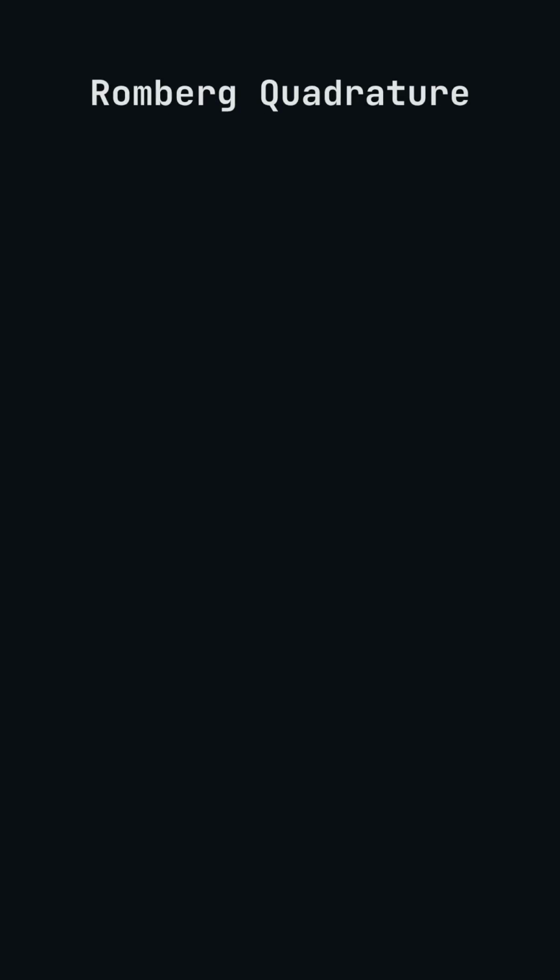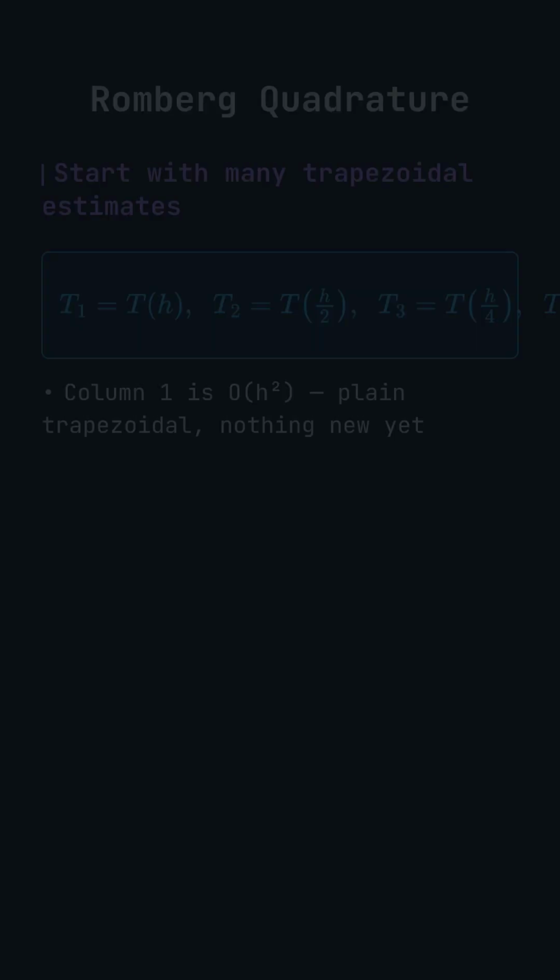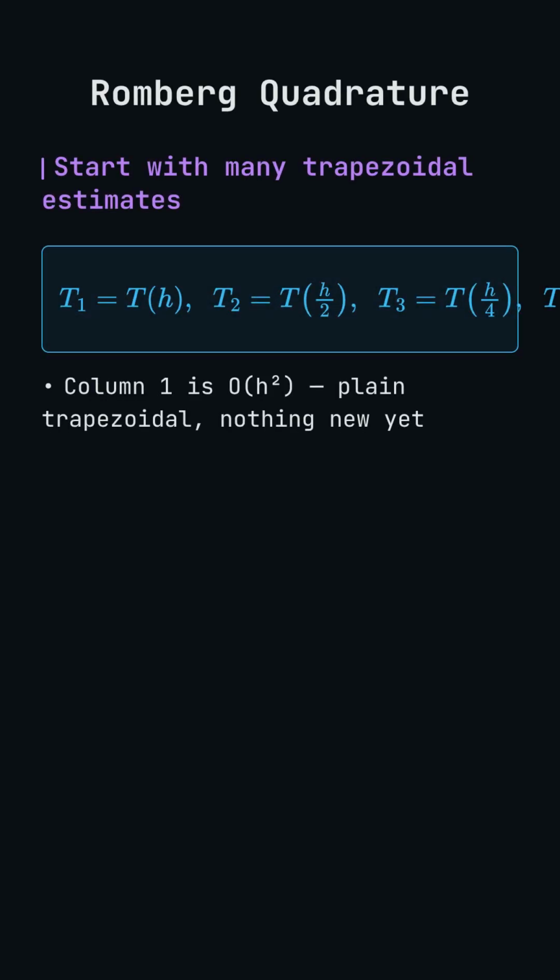Romberg quadrature takes the Richardson extrapolation trick and runs it again and again, building a triangular table where every new column is dramatically more accurate than the last, all from nothing but repeated trapezoidal estimates. Same combination step as before, applied over and over. That's the whole video.